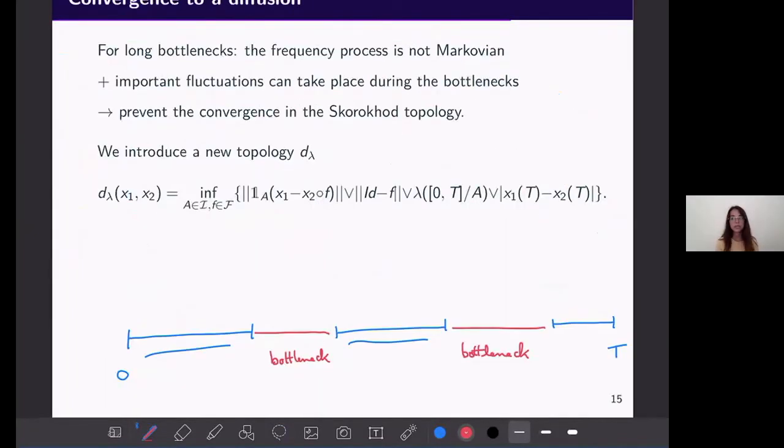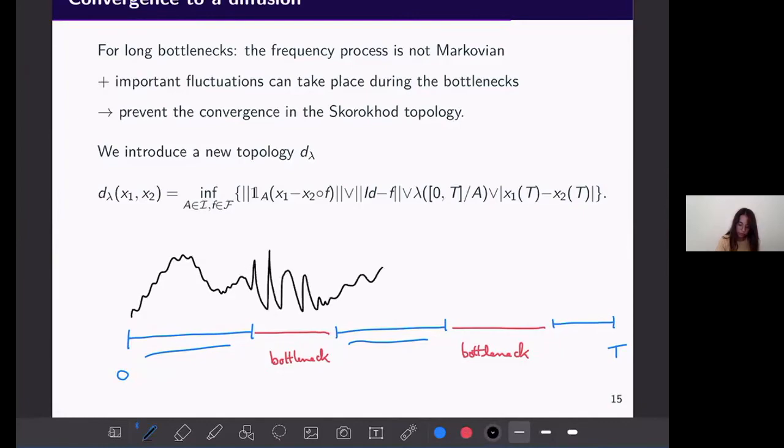To study the frequency process and how it converges to a diffusion, we may have some issues. Because the bottlenecks are long in this case, the process is not necessarily Markovian anymore. In addition, because during the bottlenecks the population size is small, we can have important fluctuations. So the frequency process may look like this. It can be very similar to Wright-Fisher diffusion outside the bottlenecks but then fluctuates strongly during the bottlenecks, and we obtain something like this.